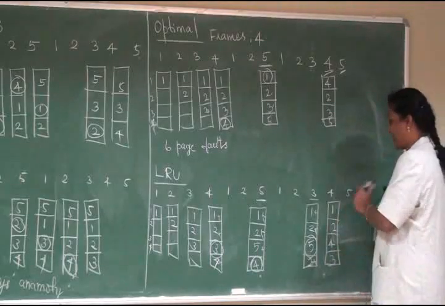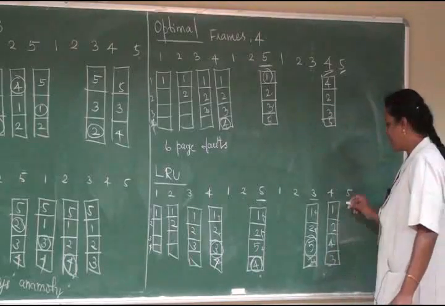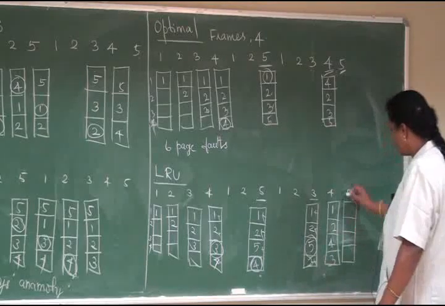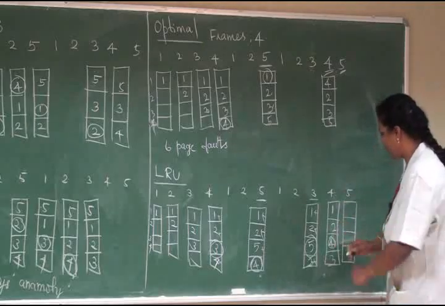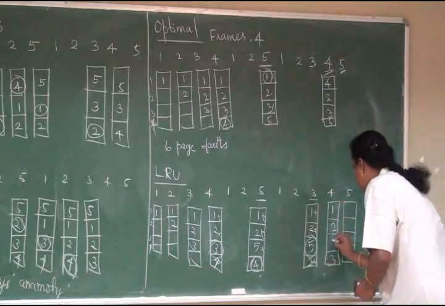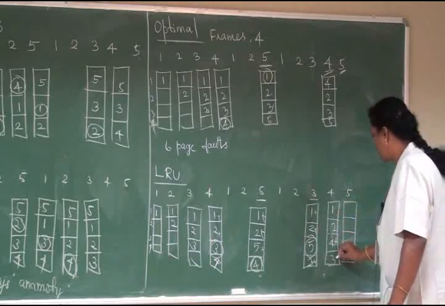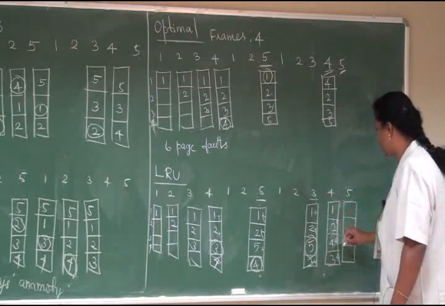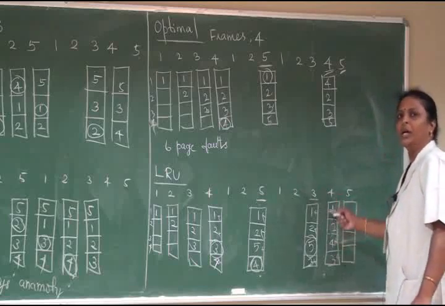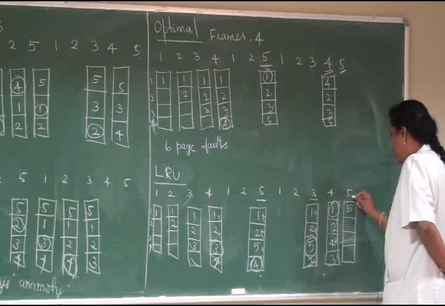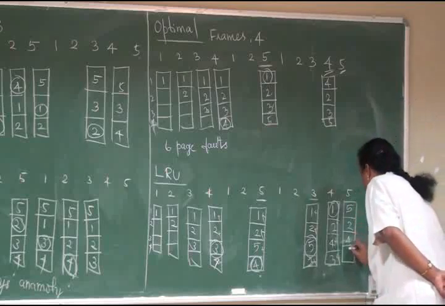Next we want to access 5, but 5 is not available here, so go for page replacement. Just now we accessed 4, so 4 is not a victim page. Then before that we accessed 3, before that we accessed 2. So these 3 pages are not the victim pages. So 1 is selected as a victim page and 1 is replaced with 5 here.